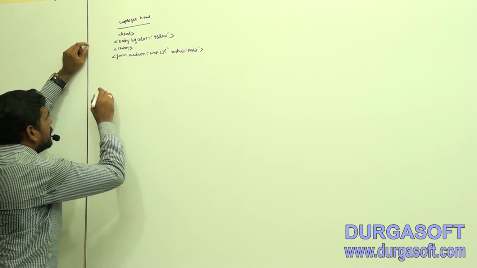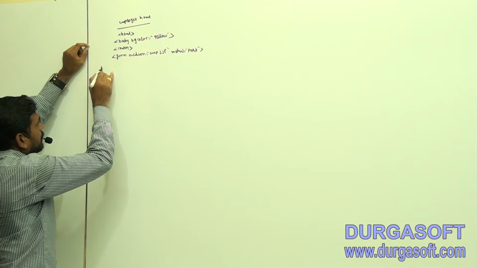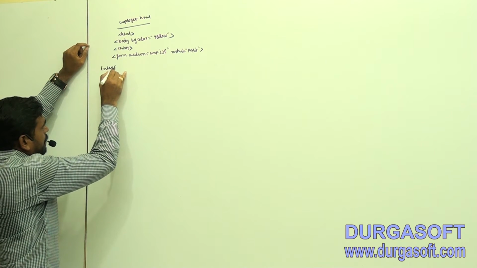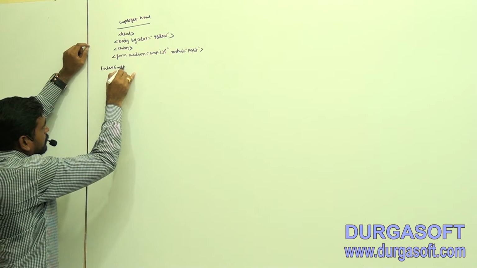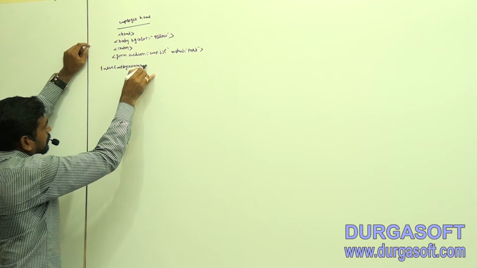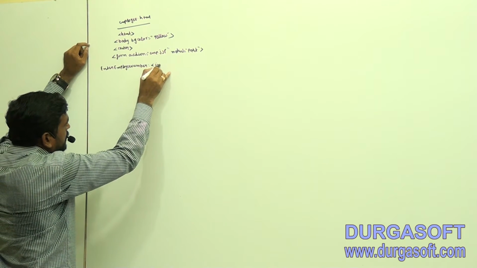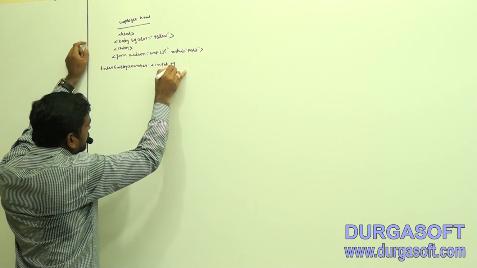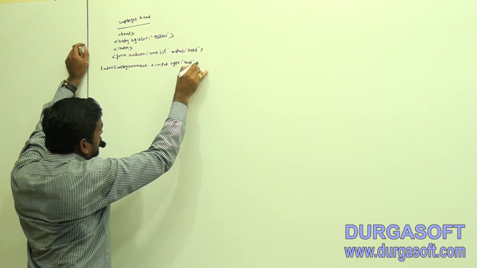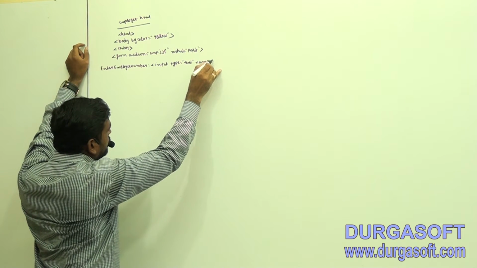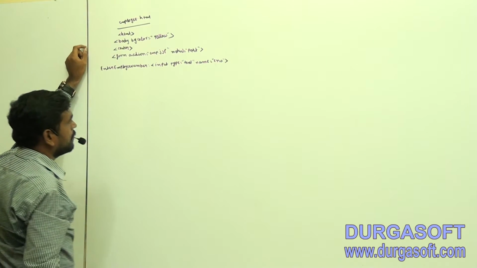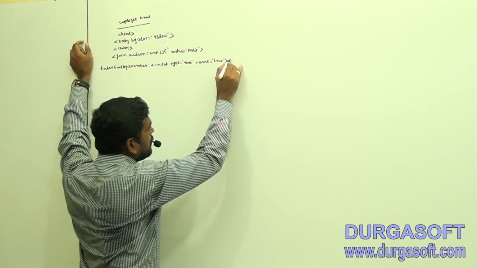Now here first enter the employee number. Enter employee number. Under that, input type is equal to text, and the name is equal to eno. Then BR tag.